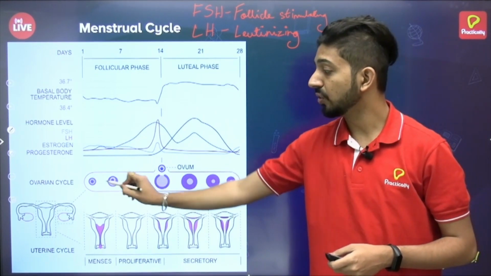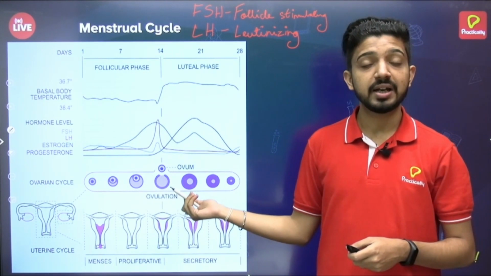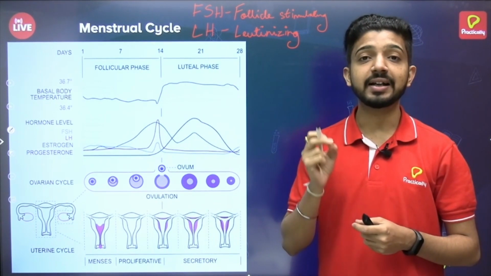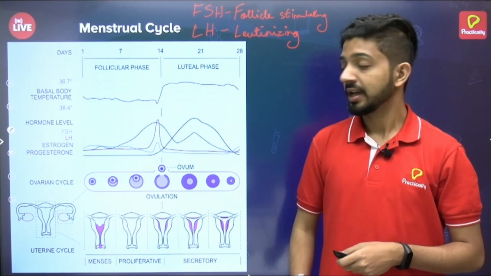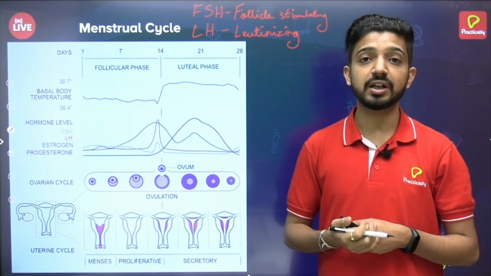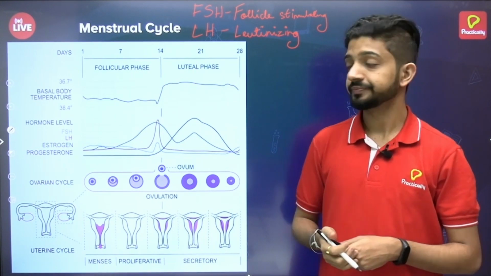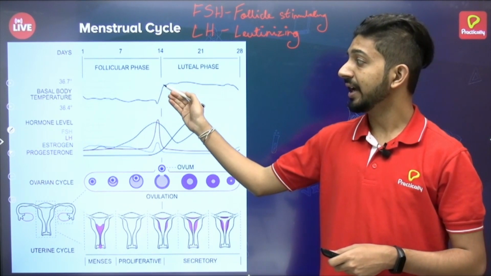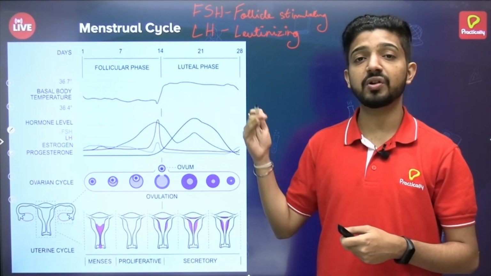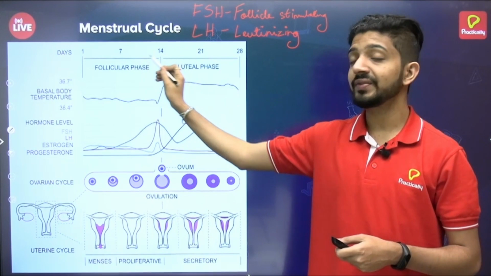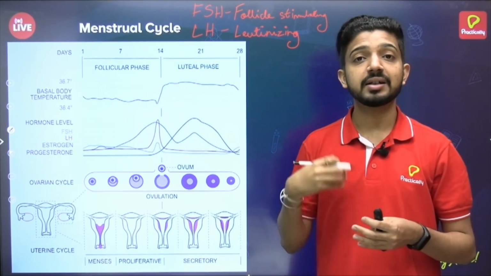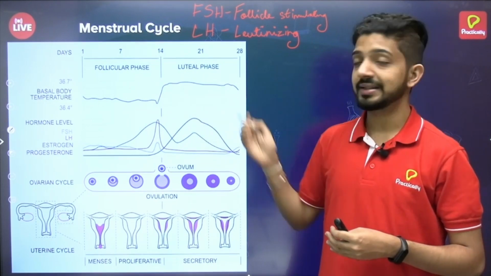Then we have the ovarian cycle. This shows the diagram of Graafian follicle which has the ovum, that is the egg, in it. Then we have a graph of various hormones which are involved in the menstrual cycle. And then we have a graph showing temperature, which is not that important, just shown for information. And then we have the timeline. Since the menstrual cycle is a monthly cycle, here is a timeline.